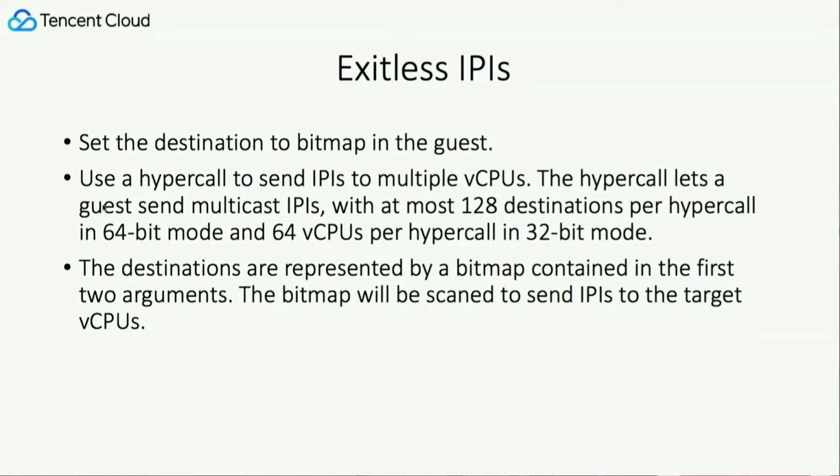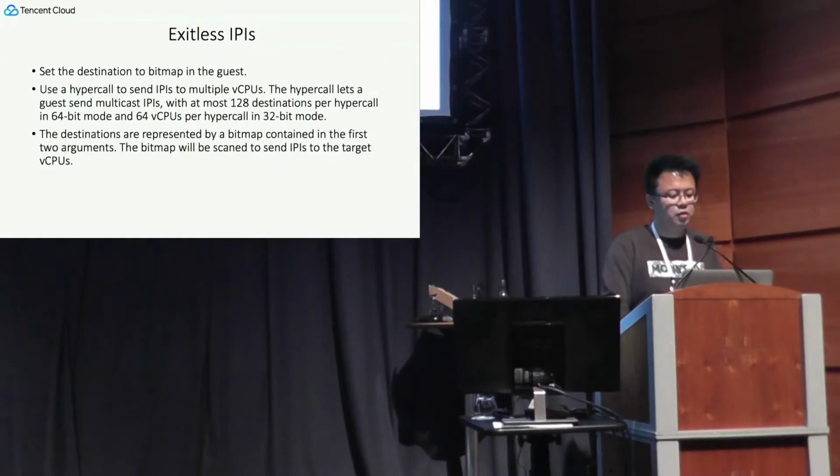This is the implementation. Currently, these features are merged to upstream. I set the destination to a bitmap in the guest, then use a hypercall to send IPIs to multiple vCPUs. The hypercall lets a guest send multicast IPIs with at most 128 destinations per hypercall in 64-bit mode and 64 vCPUs per hypercall in 32-bit mode. The destinations are represented by a bitmap contained in the first two arguments of this hypercall. The bitmap will be scanned in KVM, then IPIs are sent to the target vCPUs.